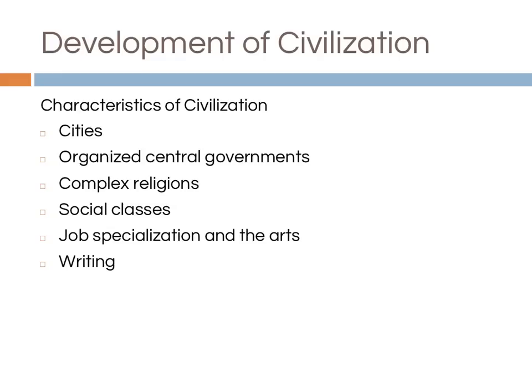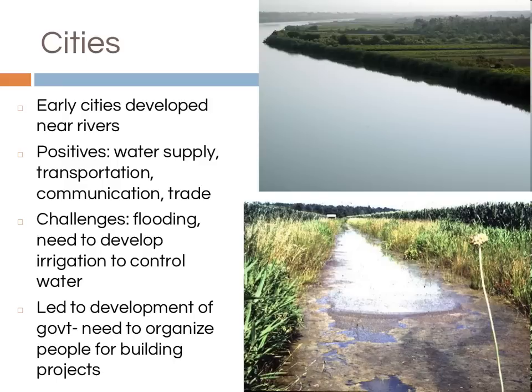An example of a civilization that doesn't have all these things are the Incas of South America. They did not have writing. They are still a civilization. So again, it's not like a hard and fast definition. So we're going to go through and talk about each of those characteristics in a little more detail.